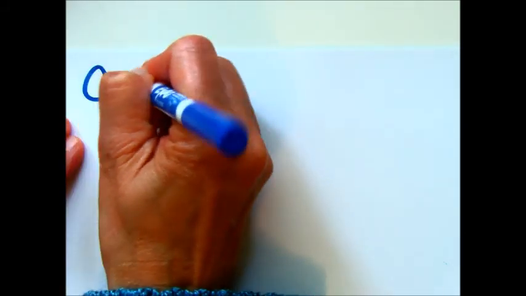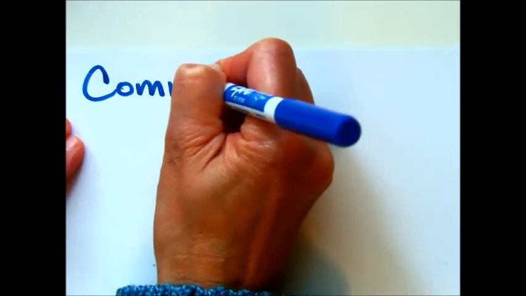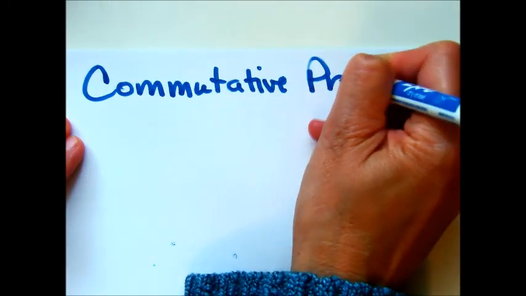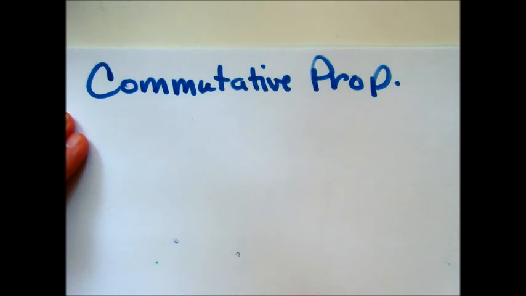All right, I want to talk about adding real numbers, but adding a string of real numbers, okay? And we're going to use two properties. The first one is called commutative, and this is commutative property of addition.